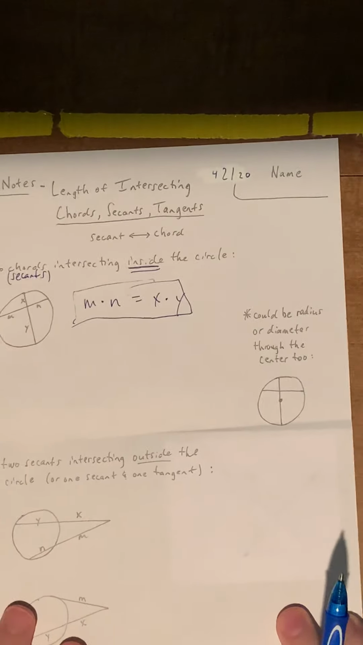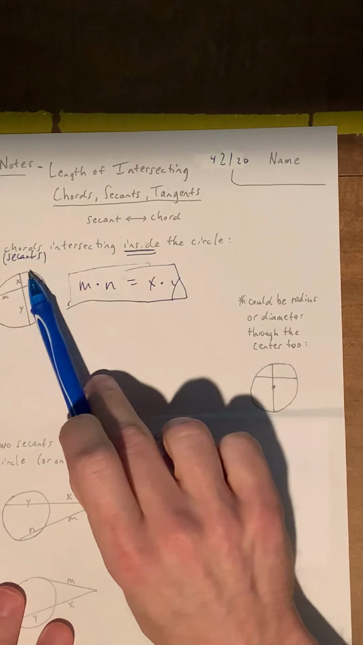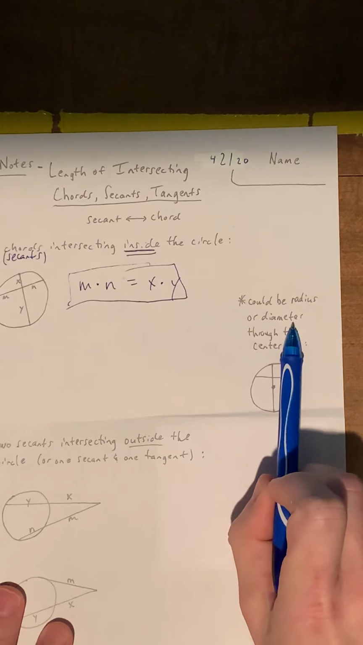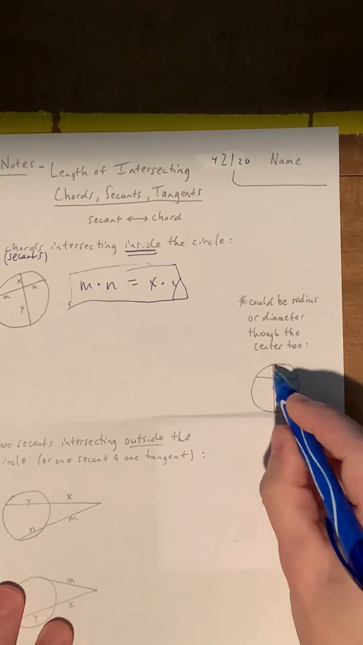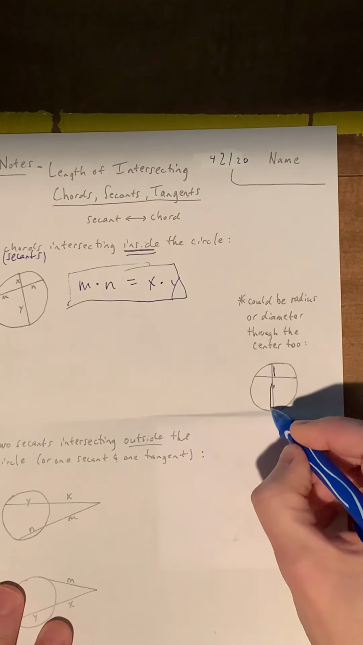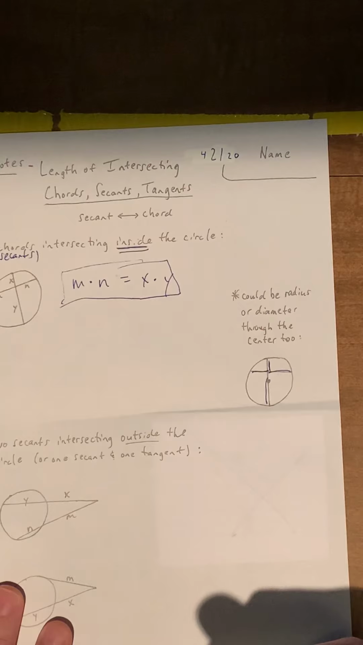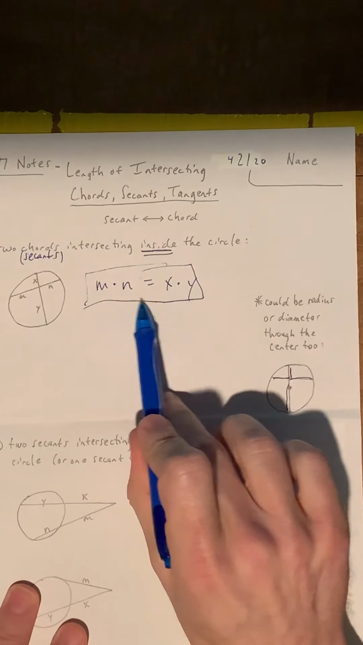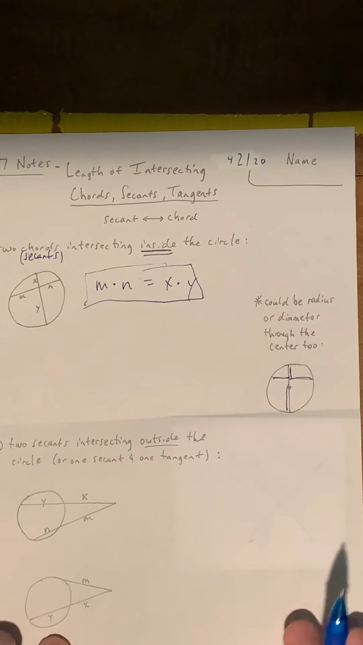Now keep in mind, I put a note over here: one of these chords or secants could be the radius or diameter. So it could go through the center like so. That's fine. You still have two pieces here, and you still have two pieces here. So if it goes through the center, no big deal. You just still use this rule like you normally would. All right, so let's look at the second rule.